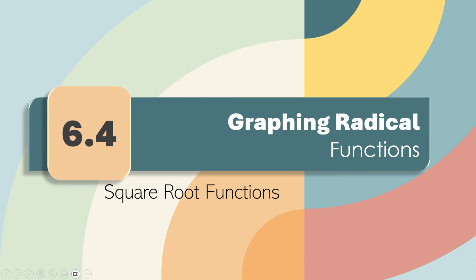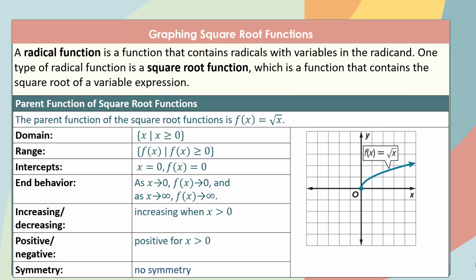Today we are graphing radical functions, specifically the square root function. The square root function is a function that contains radicals with variables in the radicand. Specifically, today we're talking about the square root function, which is a function that contains the square root of a variable expression. Our parent function is f of x equals the square root of x.